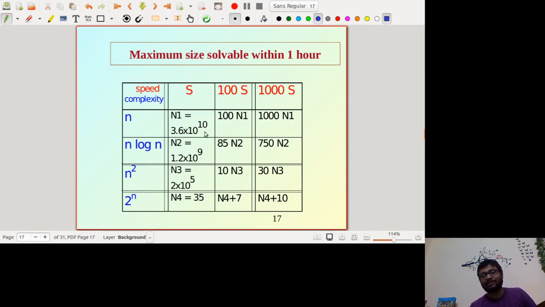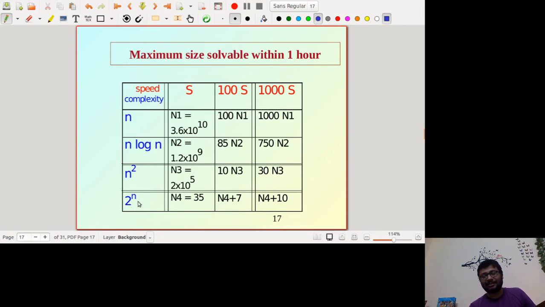Imagine 3.60 times 10 to the 10. On the other hand, you were being able to handle only instances of size 35 in 1 hour. And now you'll be able to handle instances of size 45. The speed has gone up 1,000 times. But your capacity has not gone up at all, almost.